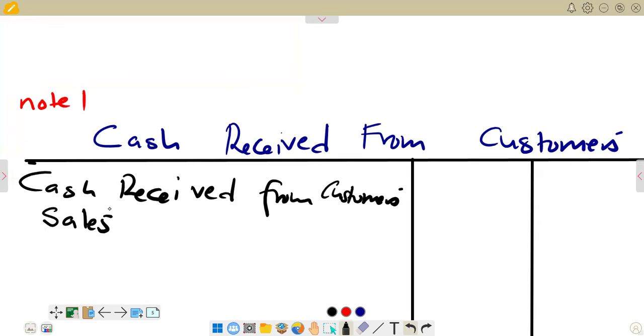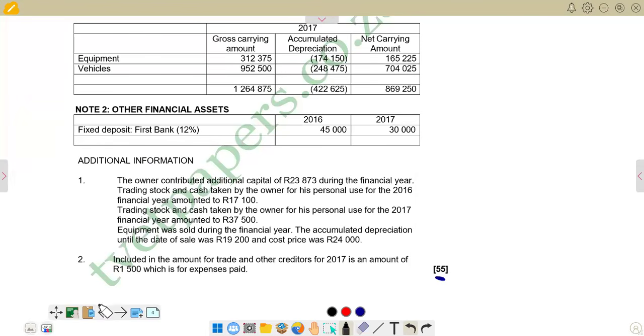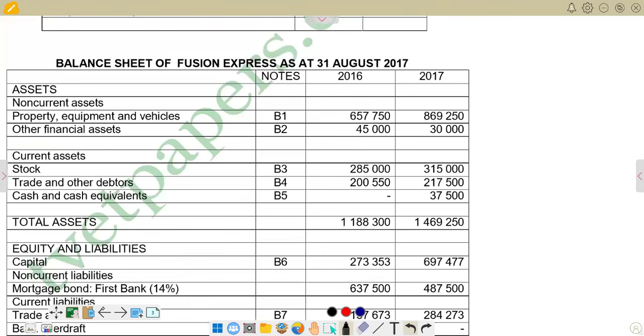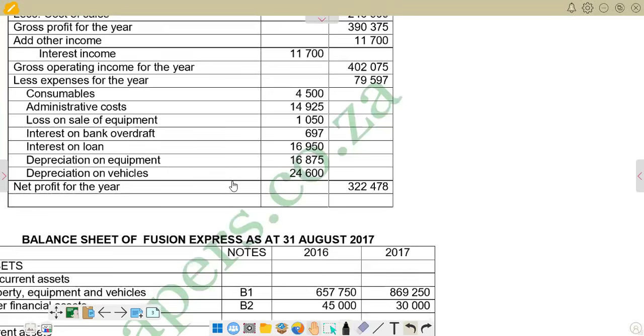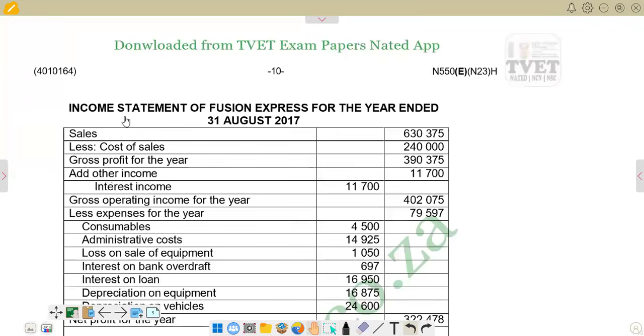So let's just check the figure that we have for sales first. So if you go to the question, we are going to the income statement and check the figure that we are given as our sales. So if you go up, try to check what figure we have. So you see that the figure for sales that we have is 630,375. So this is the figure that we are going to start with. So we go back.